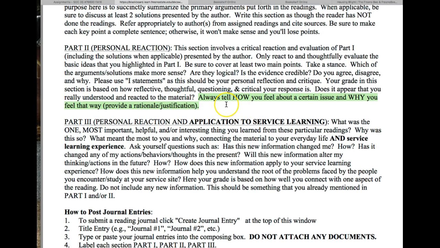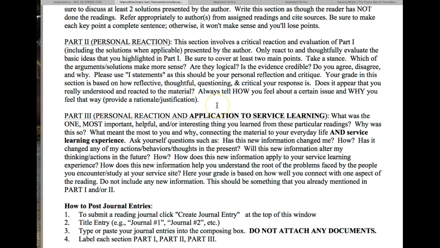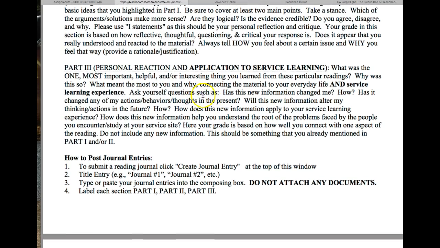And we'll be looking in Asking the Right Questions. You'll be learning some skills about how to evaluate evidence to know if it's credible or not. In part 3, what you're doing right here is a personal reaction and application to your service learning. So it's a little bit different from part 2 up here.